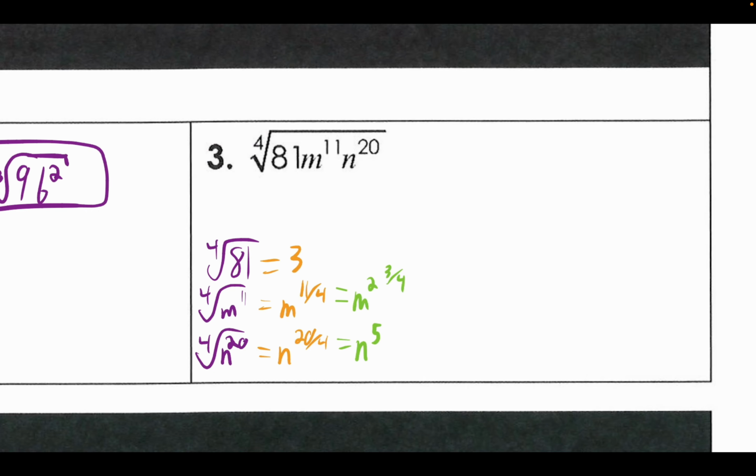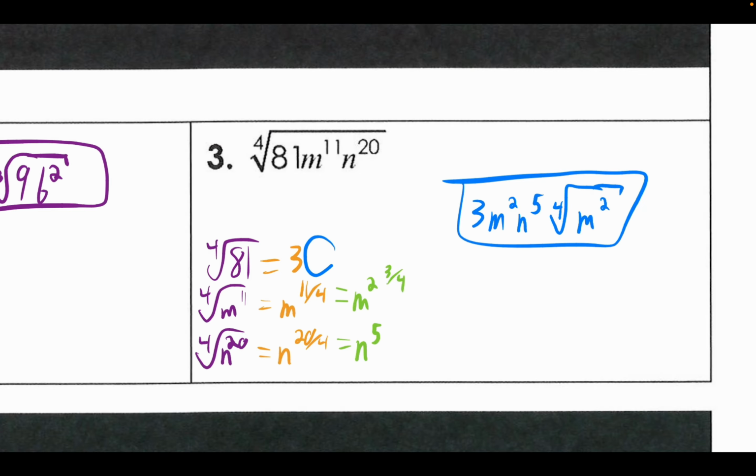So for our final answer, we have 3 outside the radical, m squared outside the radical, and n to the 5th outside the radical. Then we have the 4th root of quite literally just m cubed inside the radical. No numbers, no n's.